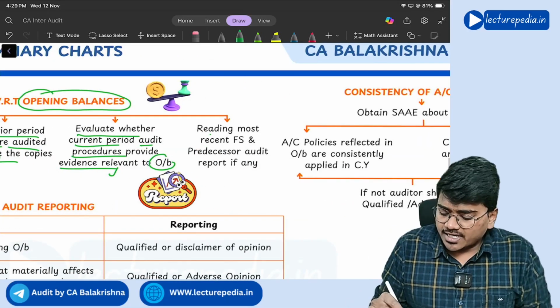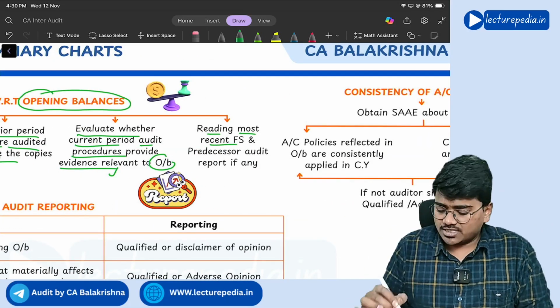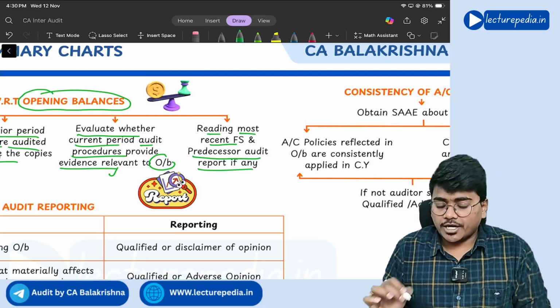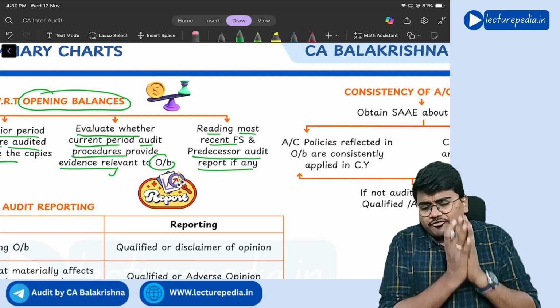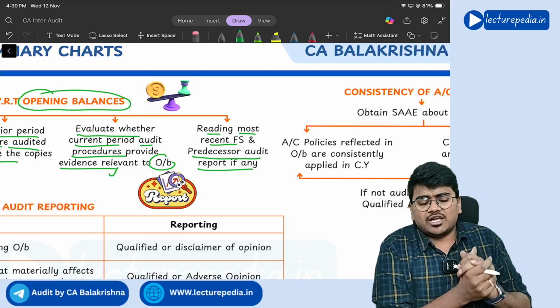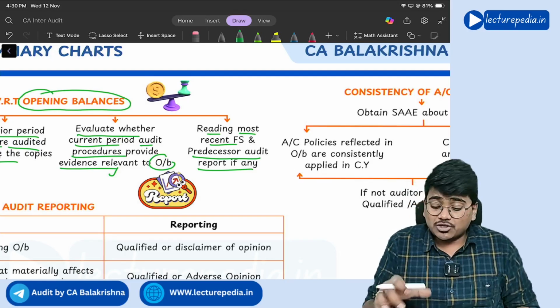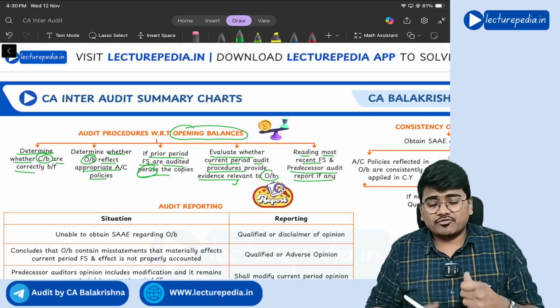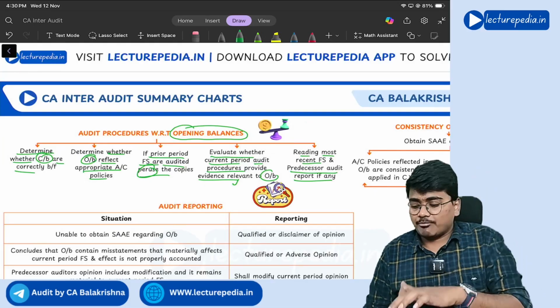Next, read the most recent financial statements and the predecessor audit report, if any. So if there is any most recent audit report available, go through it once. These are the audit procedures that you will perform with respect to opening balances.